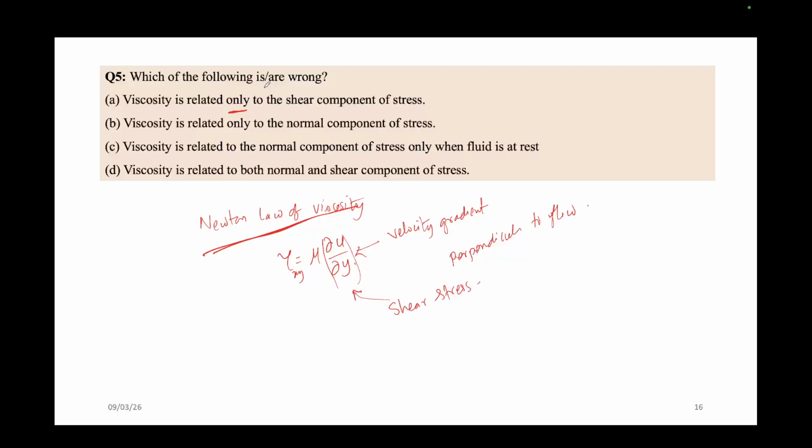Okay, so the word "only" is quite important here. Now, from the Stokes law, what we have written, as you just a few moments back, I think that you have written this thing: P, del u_j over del x, plus like this thing.